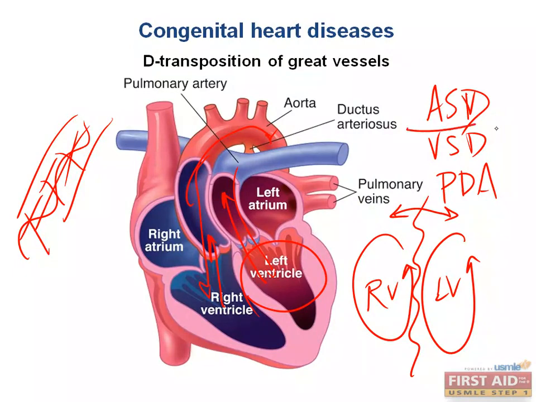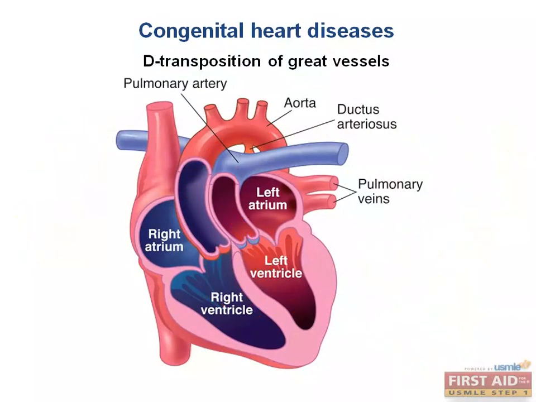We need some sort of ASD, VSD, or PDA for allowing some sort of communication between the right and left circuits. The only true answer is that you do surgery to switch these around.